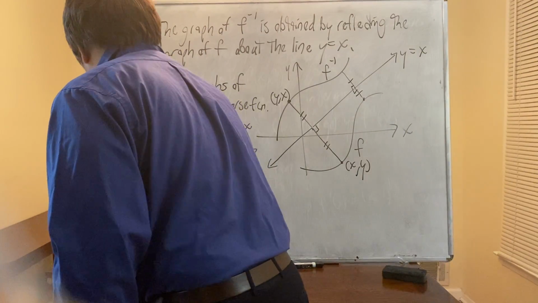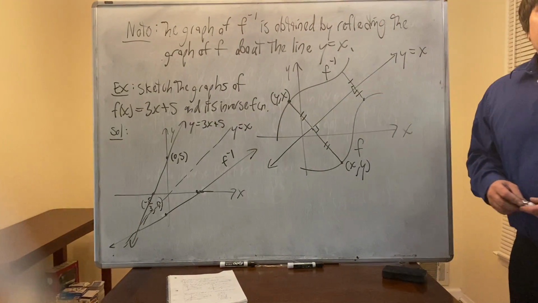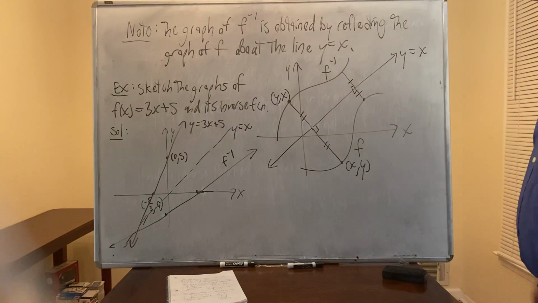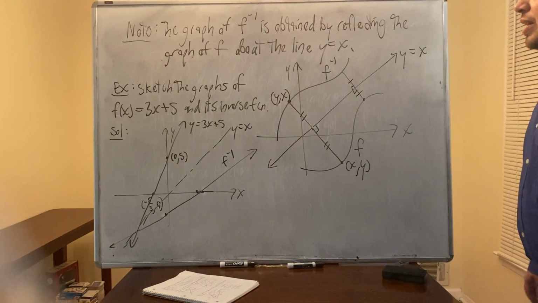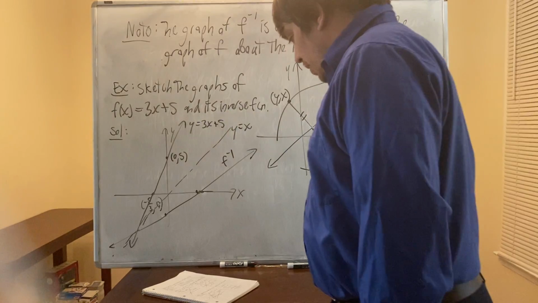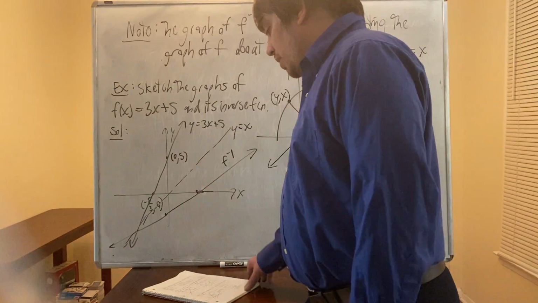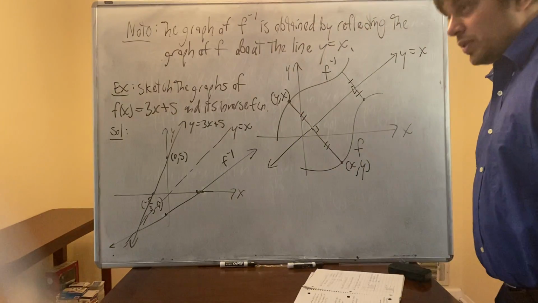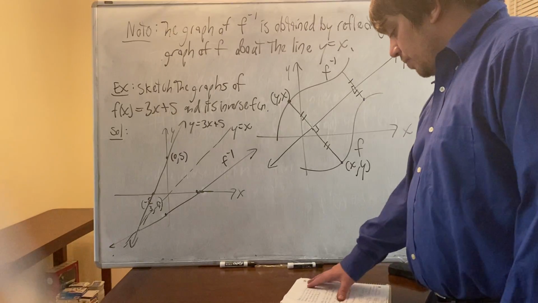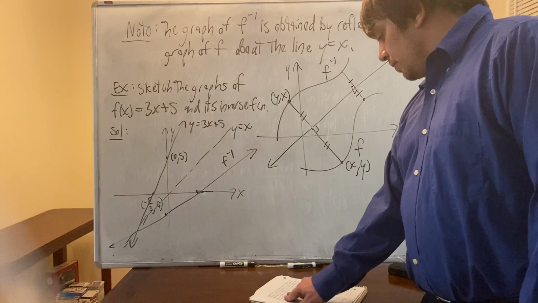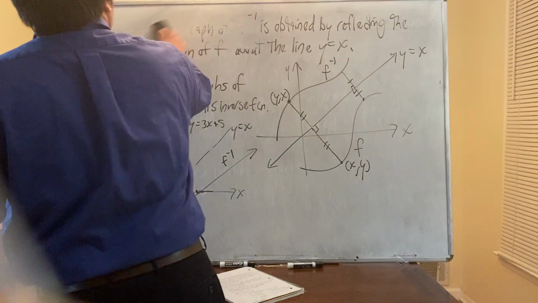If they intersect, they're going to have to intersect on the line y equals x. Sketch the graphs of the function and its inverse function. And so that's it. You just reflect it about the line y equals x. Okay, good. Okay, next point.